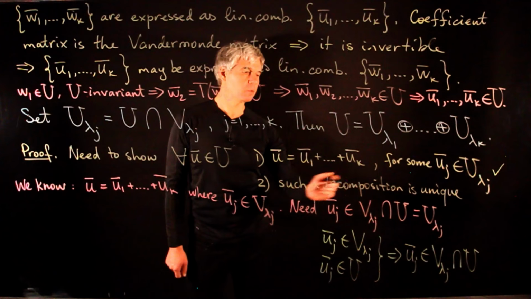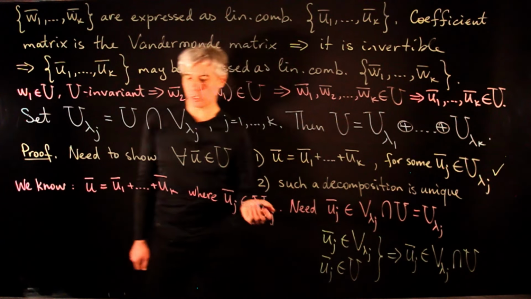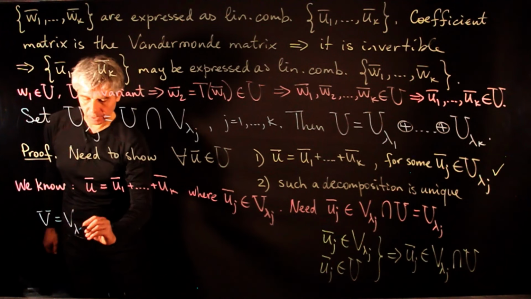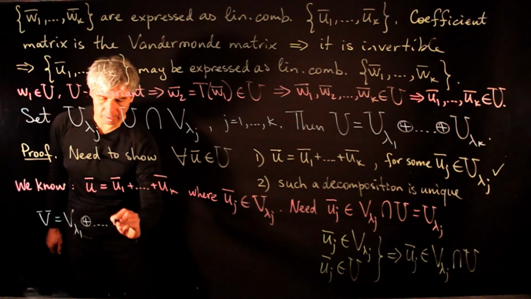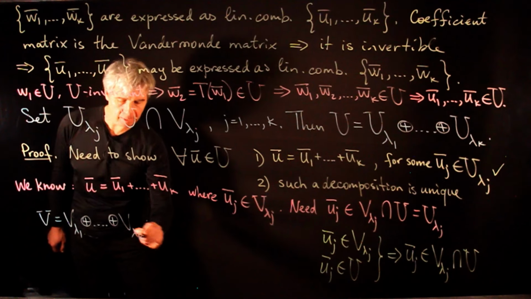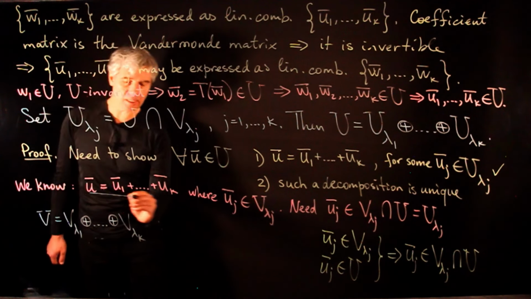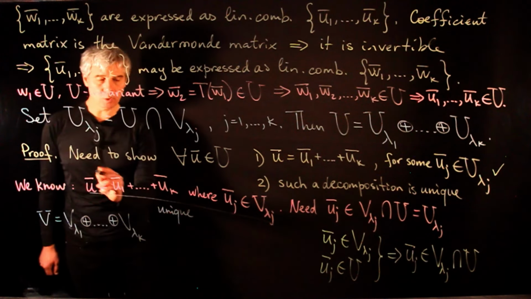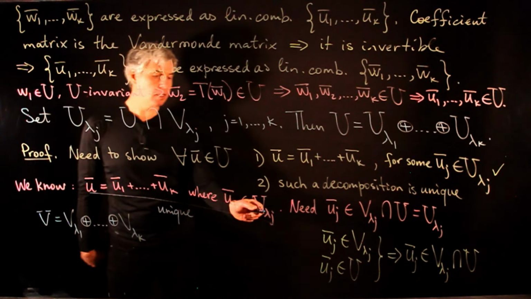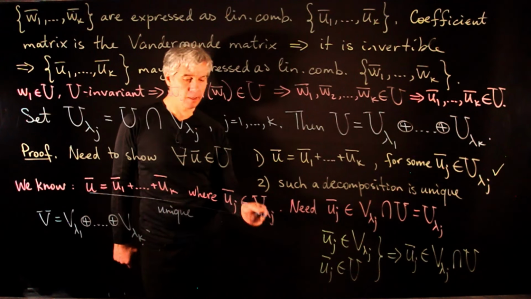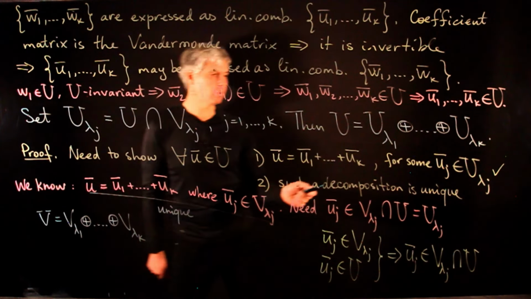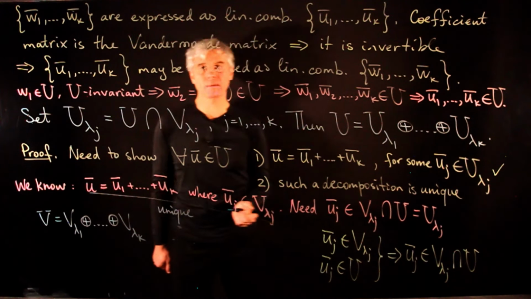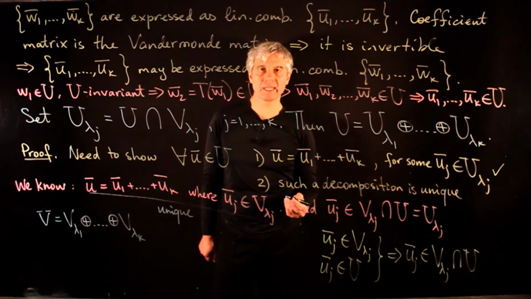For the second part, to prove the uniqueness of such a decomposition, we note that V decomposes in the direct sum of V lambda 1 plus ... plus V lambda k, and this tells us that even this decomposition is unique. So we have a unique decomposition with components in bigger spaces V lambda j. Thus, the decomposition with components even in smaller subspaces, U lambda j's, must be unique as well. And this completes the proof of this theorem.